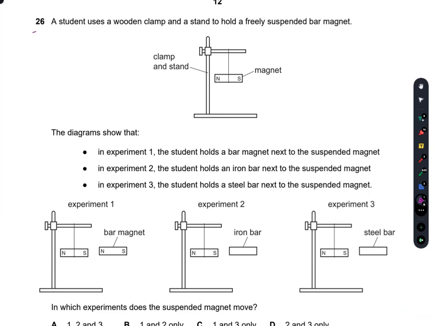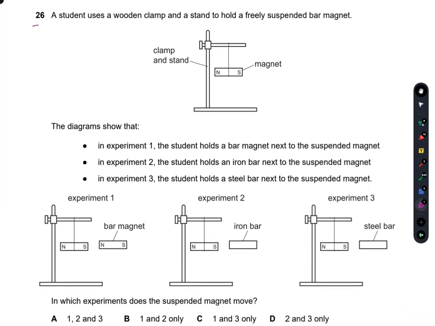Question number 26, again a very easy question. This paper is actually very easy. If you have your concepts, you can solve this clearly. This is a piece of cake. Question number 26, a student uses a wooden clamp and a stand to hold a freely suspended bar magnet. So this is a bar magnet. The diagrams show that in experiment 1, the student holds a bar magnet next to the suspended magnet.